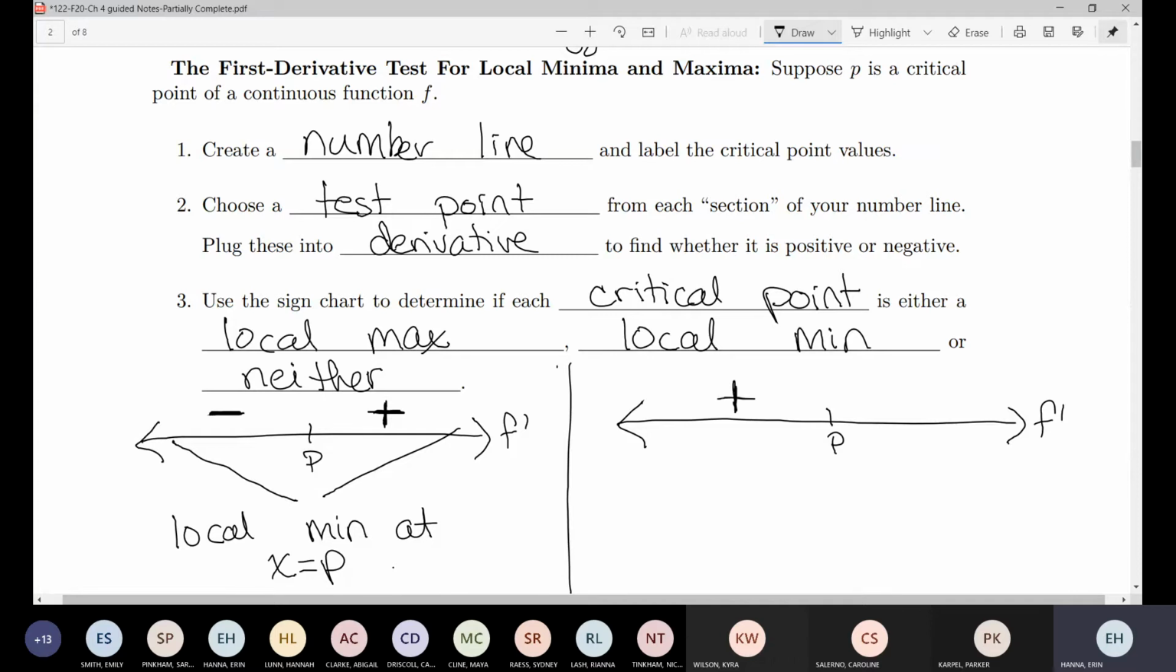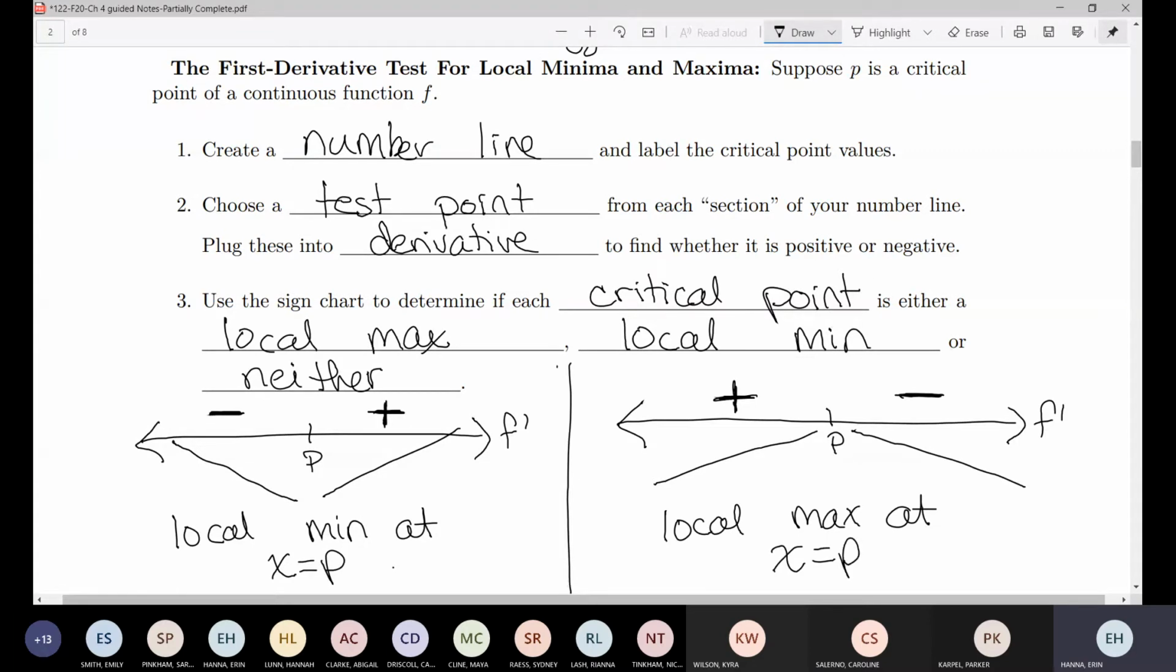Anyway, the other case is what if the derivative changes from positive to negative? Well, if the derivative is positive, the original function is increasing. If the derivative is negative, the original function is decreasing. So we would have a local max at x equals p.